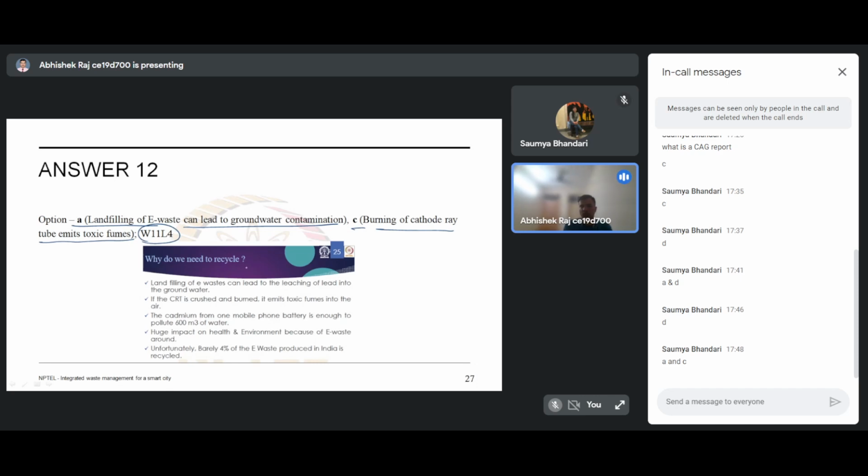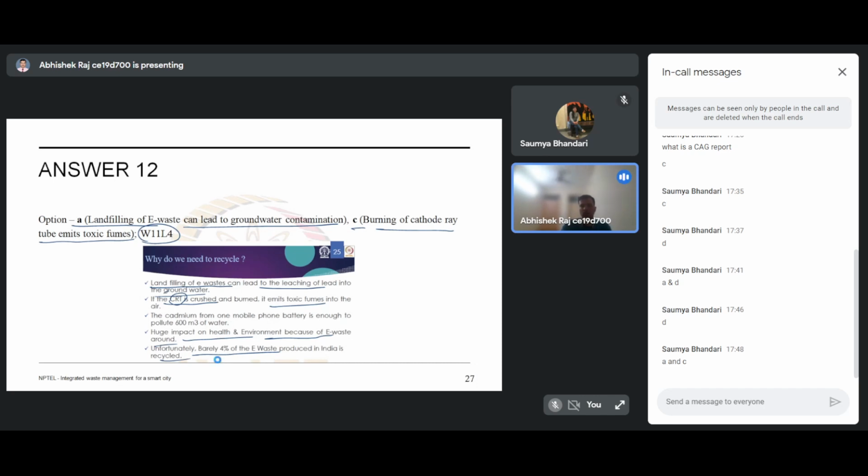So, why do we need to recycle? This will contain the different facts. Here we have the landfilling of e-wastes can lead to leaching of lead into groundwater, so that can contaminate it. If we crush and burn a CRT, cathode ray tube, it can emit toxic fumes. There is a huge impact on health and environment because of e-waste, and also only 4% of the e-waste is recycled. So all the facts that we saw in the options were in this slide.